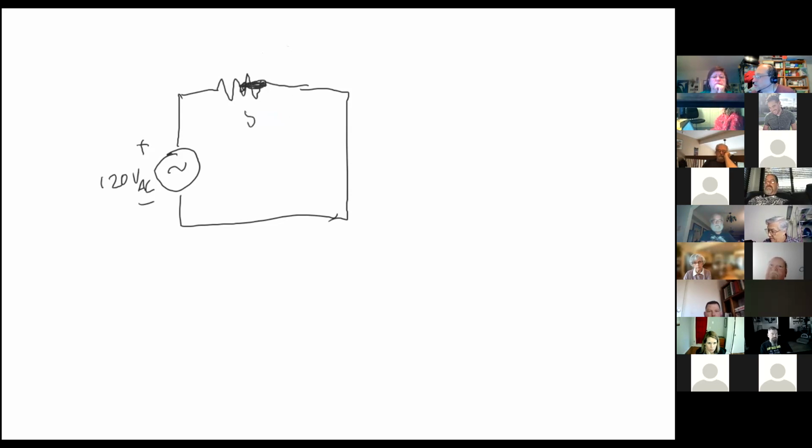And our new resistance is 5 ohms. Okay, so let's go through the power calculations again. Ready? We have to find the current. How do we find our current? Somebody give me Ohm's law again. E equals I times R, right?